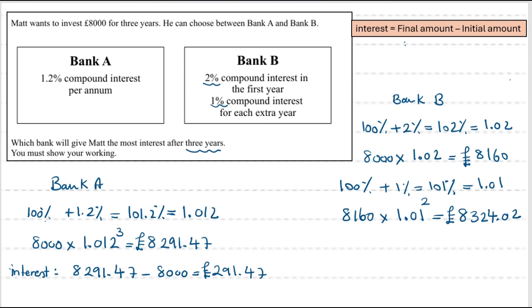Now we work out the interest. So to do that, we write the final amount, 8,324 pounds 2 pence. Take away 8,000 pounds, which gives us 324 pounds 2 pence.